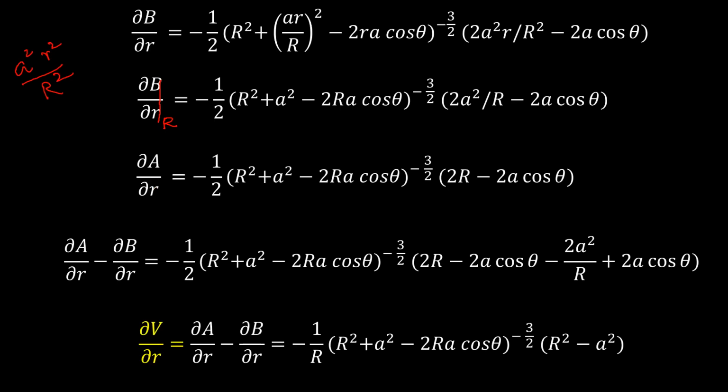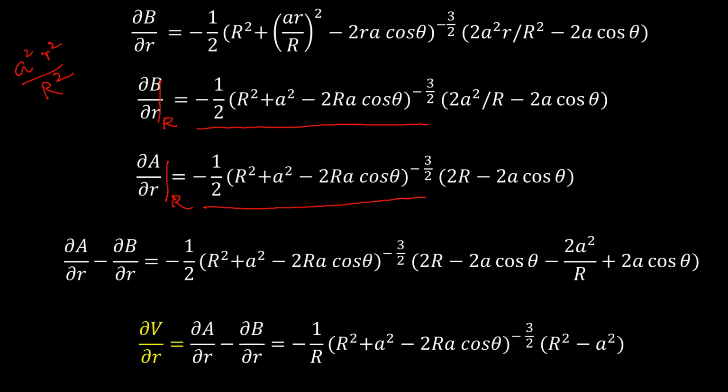We have already found that dA over dR is equal to this one. So both are under the boundary condition. Now if you subtract this from this, you have this as a common factor, minus of this, power minus 3 by 2.